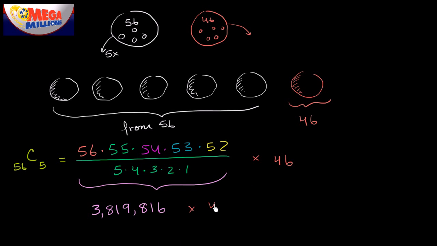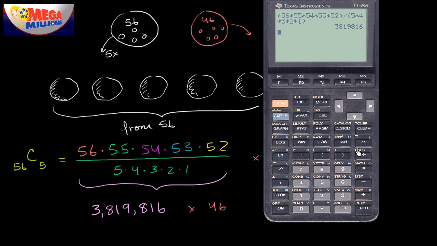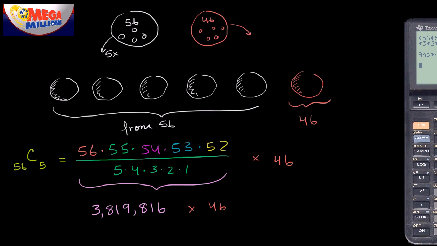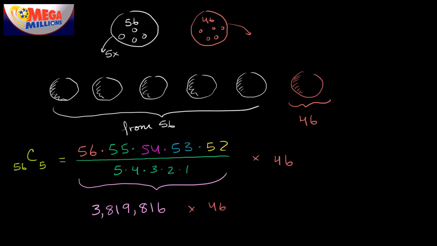When you multiply it times 46, bring the calculator back. We're going to multiply our previous answer times 46. Ans just means my previous answer. Times 46, I get a little under 176 million. So let me write that number down. That gives us 175,711,536. So your odds of winning with 1 entry, because this is the number of possibilities, and for $1 you are getting 1 of those possibilities, your odds of winning is going to be 1 over this.